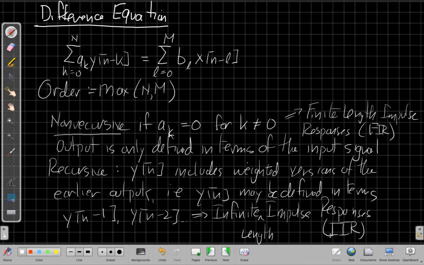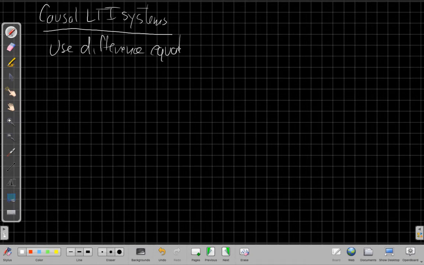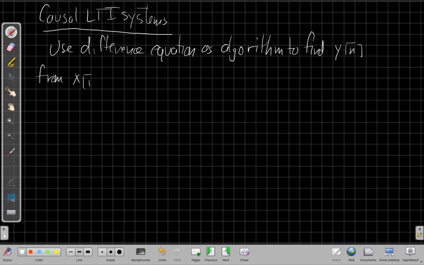The other important idea about difference equations is that so far we've seen a lot of equations written as relationships between inputs and outputs. But let's talk about what happens when I have a causal system. For causal LTI systems, it's a special case. We can use the difference equation as an algorithm. So the difference equation is not just an equation that's satisfied by the input and output, but I can actually use it as an algorithm to find y of n from x of n. For those of you used to MATLAB, this is what the filter command does. You give it the coefficients of the difference equation and the input sequence x of n as a vector, and it cranks through and finds the output y of n for that input.